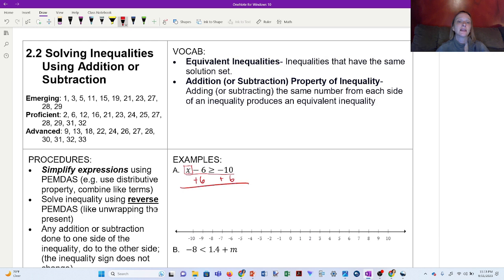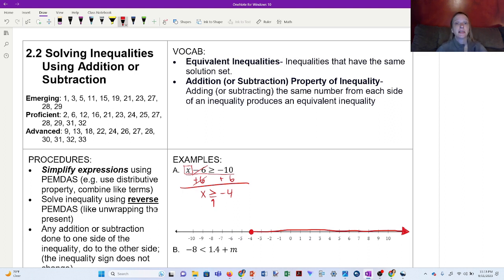So if we add 6 to both sides of the inequality, the negative 6 and the positive 6 cancel each other out, and I'm left with x is greater than or equal to negative 4. If we go ahead and plot this on a number line, because this is a greater than or equal to symbol, we do shade in the number 4. And because x is greater than or equal to, we head off in this direction and shade the arrow this way.